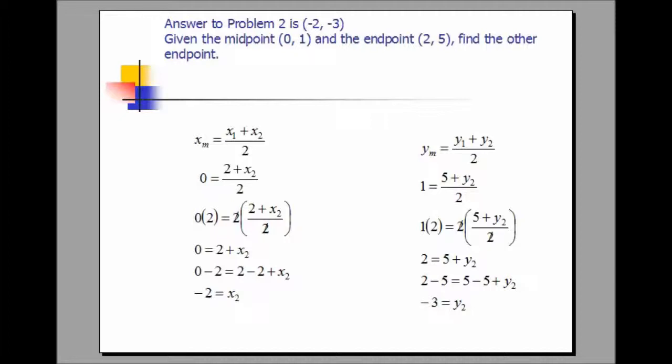Multiply both sides by 2 to clear the fraction. On the left, we have 1 times 2, which is 2. On the right, the 2's cancel, and we have 5 plus y2. Subtracting 5 from both sides gives us negative 3 equals y sub 2.